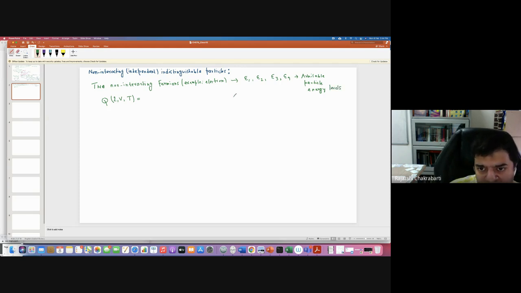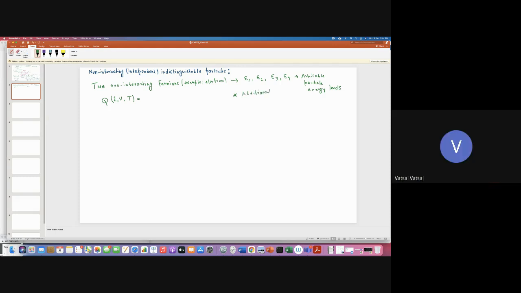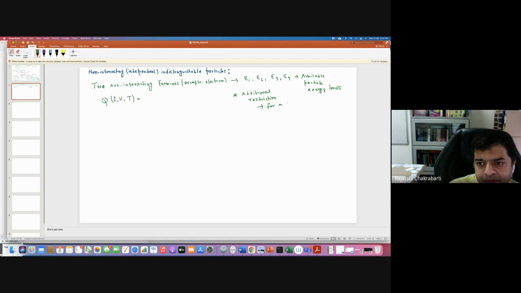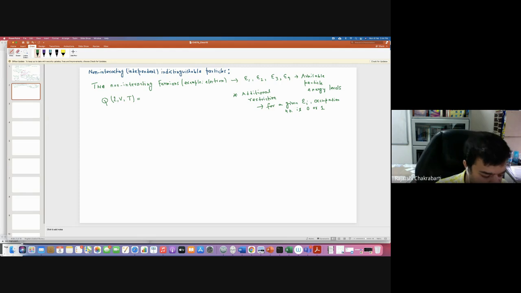And then I have one additional restriction. What is the additional restriction for fermions? Only one particle occupies one state. The additional restriction is that for a given epsilon i, the occupation number is 0 or 1. So either the particle is there, or if it is there, then only one particle is there. It cannot be more than one. 0 means the particle is not there.